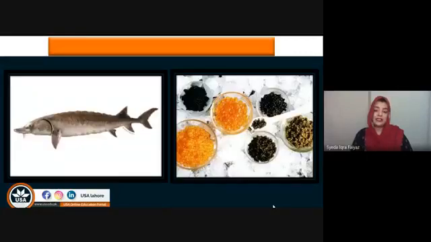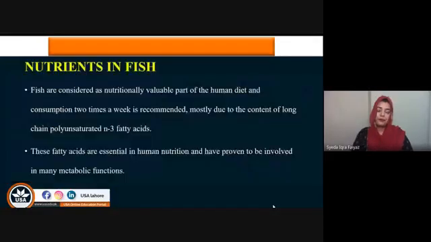Now, the figure that you see on your left side is the sturgeon. This is the fish that actually produces caviar that is supplied to the world. And on your right side are the different types of fish eggs that you can see. They're golden in nature, some are black, some are gray, some are very dark gray in color. So these are the types of caviar that are actually available in the world today for human consumption.